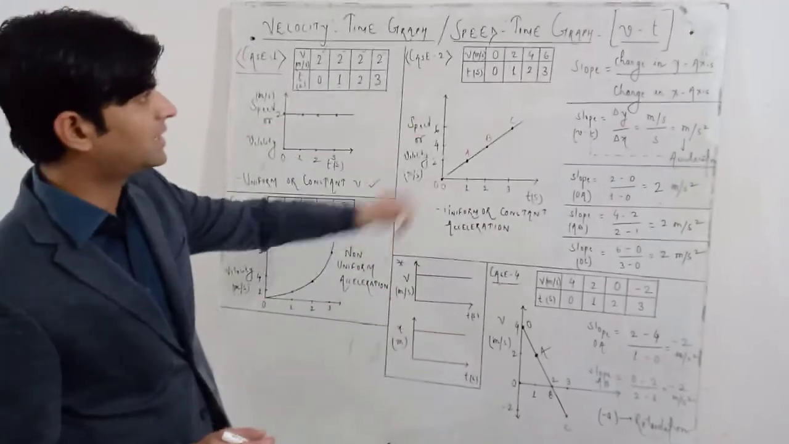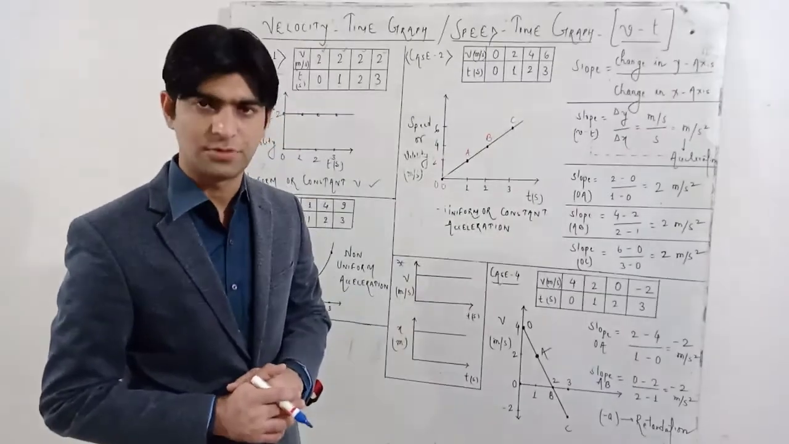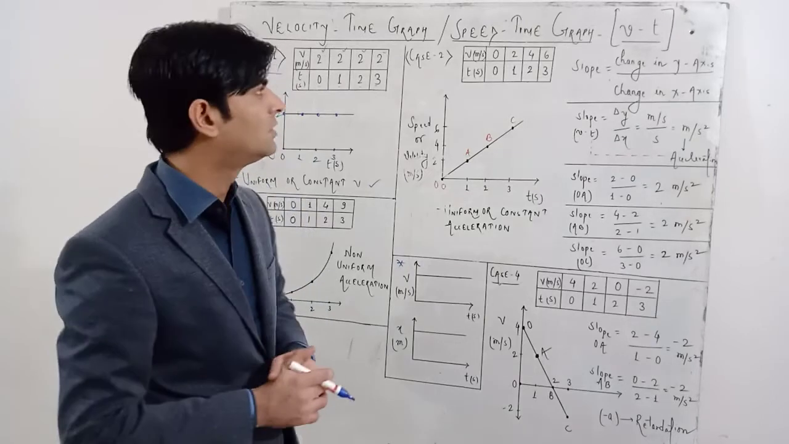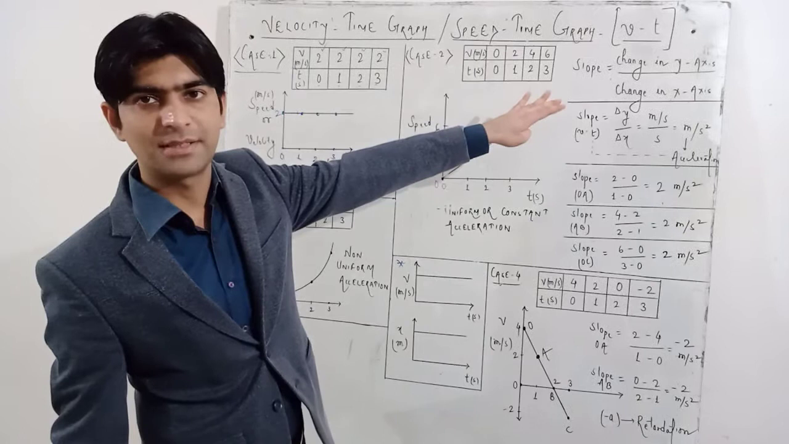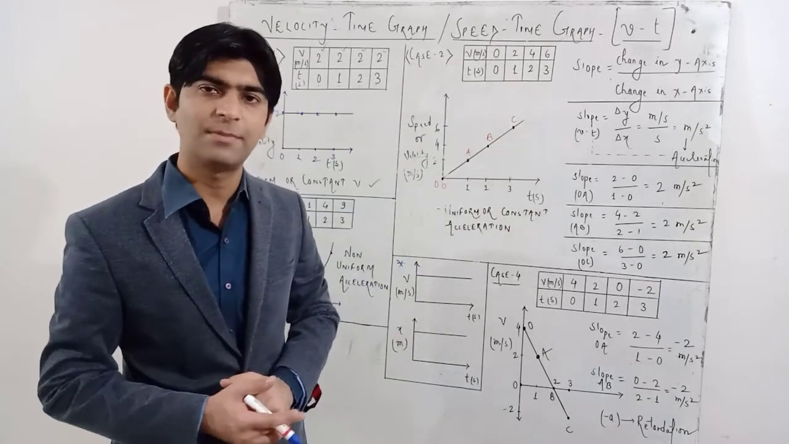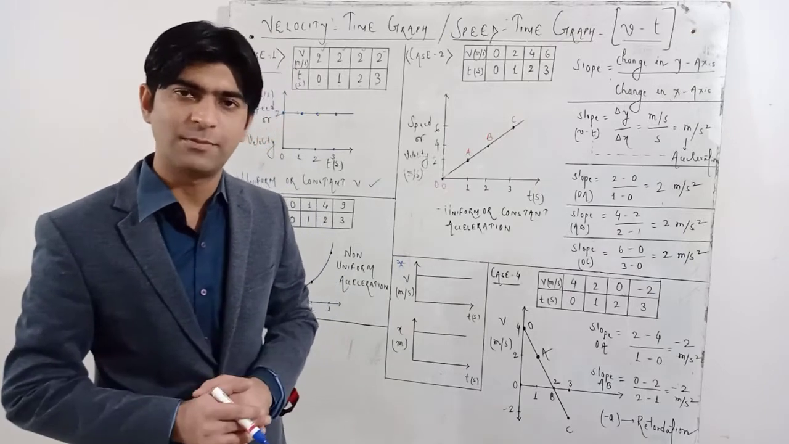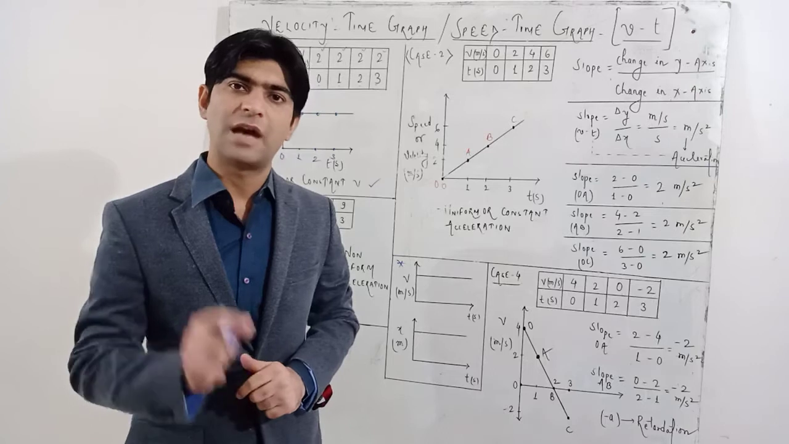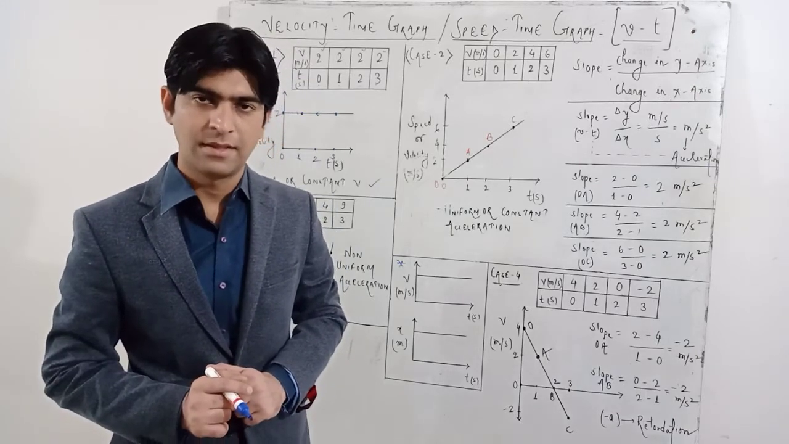Okay, coming to the second graph. In the last class we had a discussion on the calculation of slope also. You must have remembered how to calculate the slope. The basic formula for slope is change in y-axis upon change in x-axis. We calculated the slope for the position time graph and we saw that if you calculate the slope of a distance time graph, you will get speed. If you calculate the slope of a displacement time graph, you will get velocity.